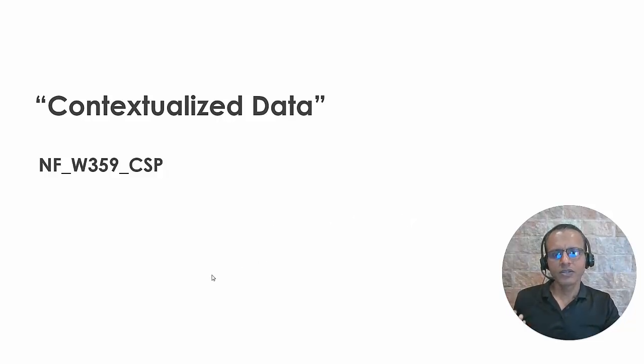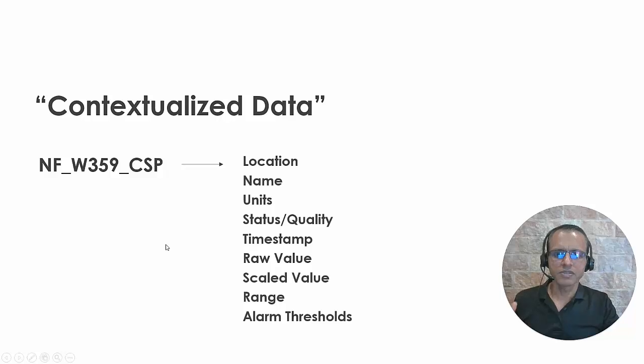So what I can do is have the data, instead of just a single tag, have it as a block of information, something like that, with all these different attributes. These are useful things. Yes, it's casing pressure. What's the location? What's the name? What are the units? What's the status and quality? Is it communicating? What's the timestamp of the last good update? What's the raw value? What's the scaled value? What's the range? What are the alarm thresholds? All these different things add a high degree of context to the data.